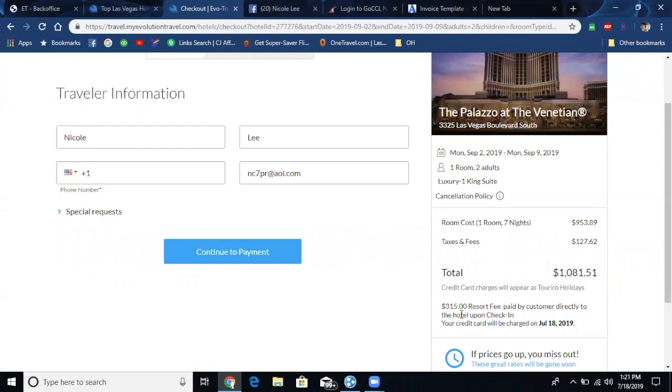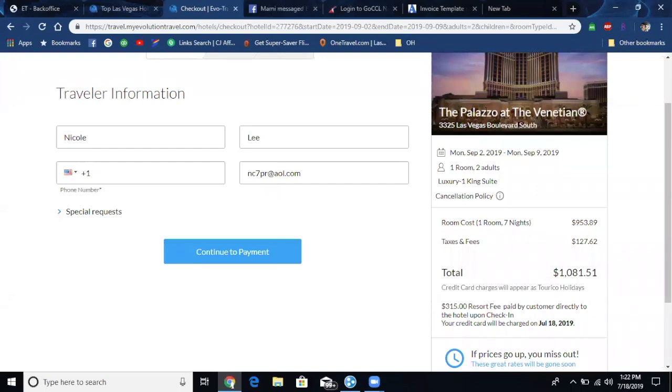So on the bottom it says 315 resort fee. So let's do some math. So we have 1,000, and you can do the math there yourself because I want you guys to practice, okay? 1,081 is the net rate, right? But at the hotel, they're gonna pay the 315, okay? That's called the resort fee. And they pay that when they check in, okay? And it says it there. And their credit card for the 1,081 is gonna be charged on July 18th.